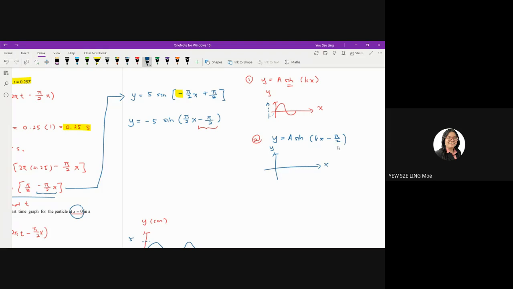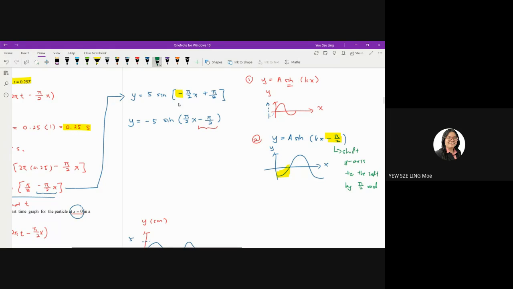Pi over 2 is 90 degrees, so you shift it by 90 degrees. Now your graph will be an inverted cos graph, because you have this negative, so you shift the y-axis. Because of the negative sign, you shift it to the left. Shift the y-axis to the left by pi over 2 radian, which is 90 degrees. That's why your graph now has an additional 90 degrees here. This is the additional part after you shift it, when you have a negative pi over 2.